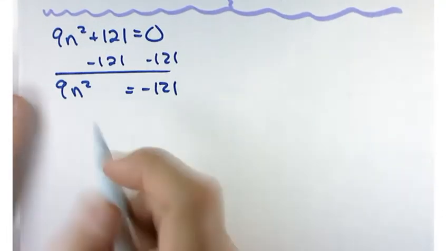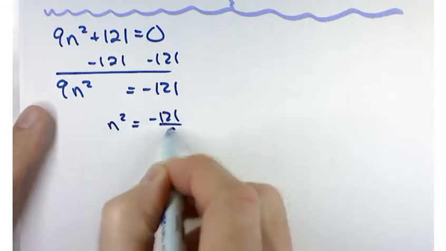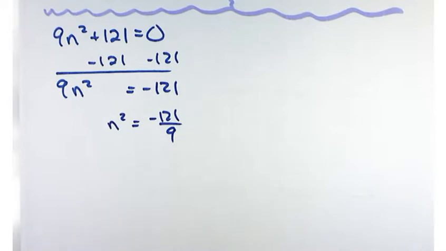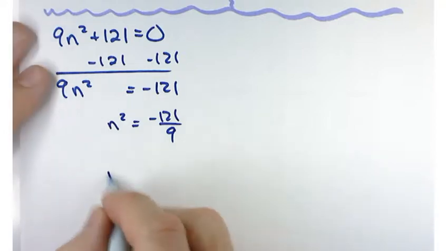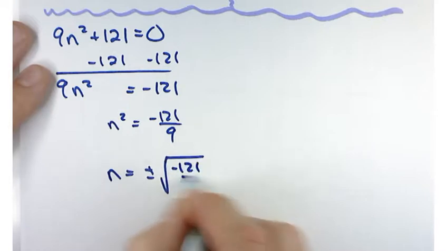Okay, so divide both sides by 9. n squared is negative 121 over 9. Then what's been our habit at this point? Take the square root, right? So n equals plus or minus the square root of negative 121 over 9.